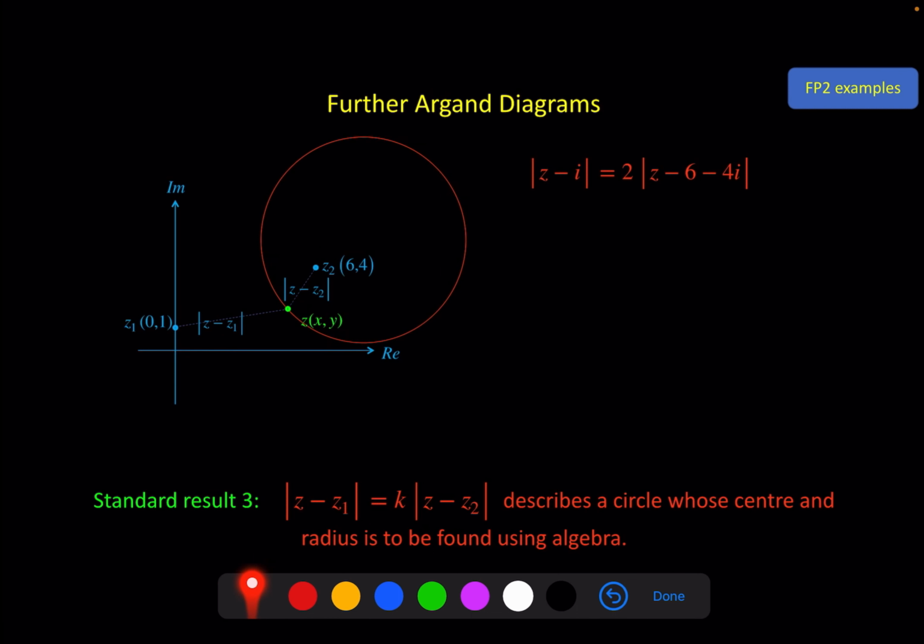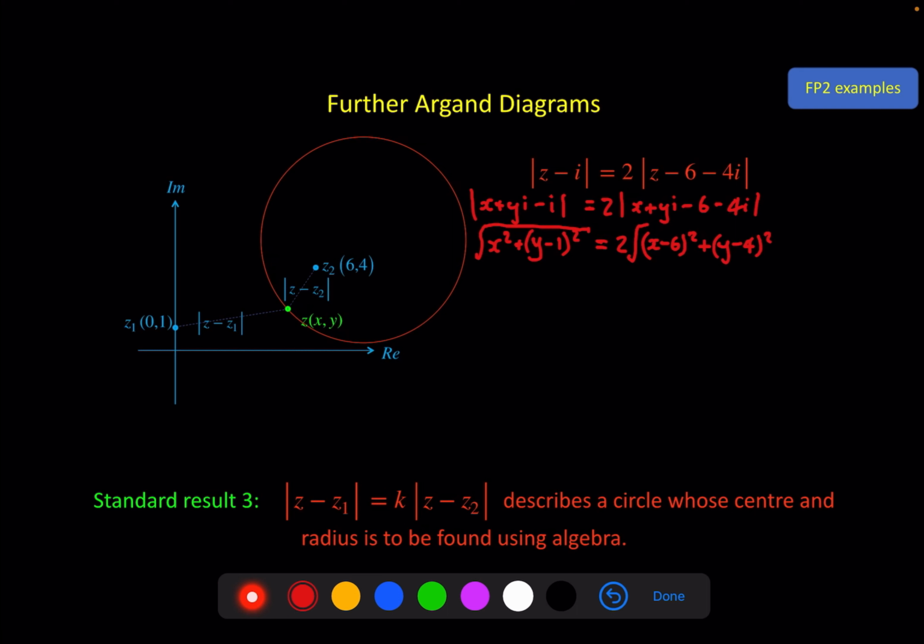And what we need to do is what we did before. Replace z with x plus yi on both sides. And then we will collect the real and imaginary parts and get rid of the modulus symbols. To save a bit of space, I'm going to try and do these together. So here we've got x minus 0 effectively is the real part. So it's the square root of x squared plus y minus 1 squared. Over here we've got 2 times the square root of x minus 6 squared plus y minus 4 squared.